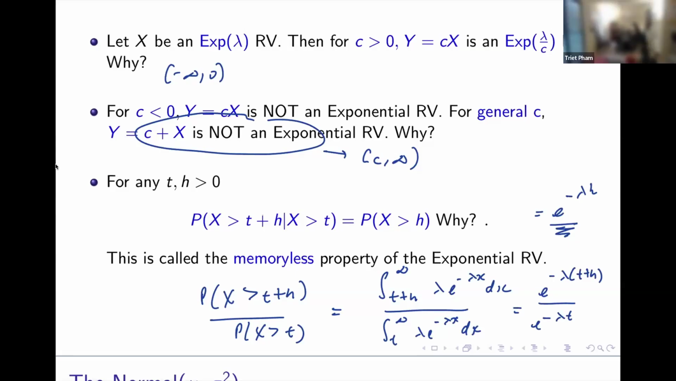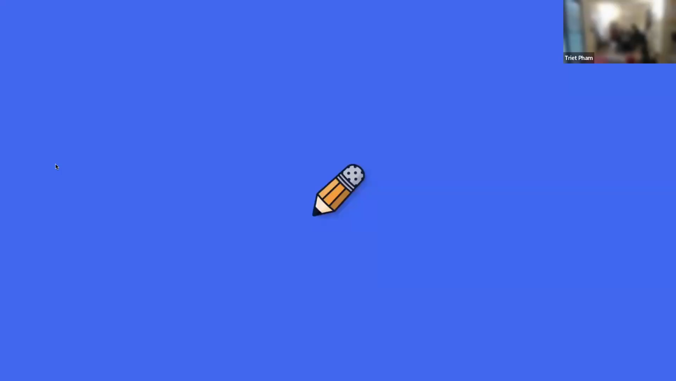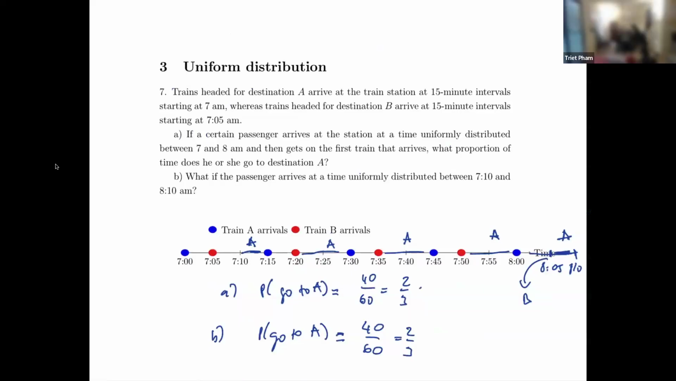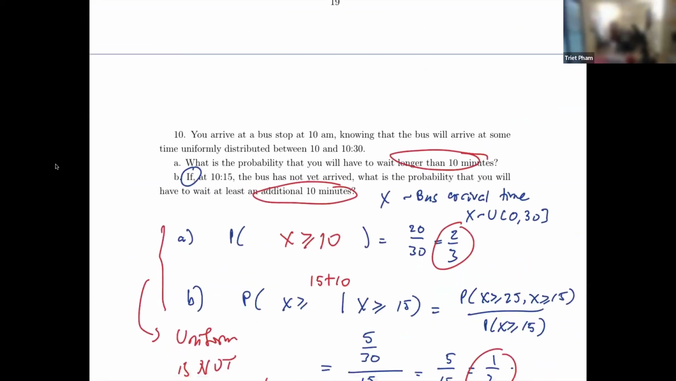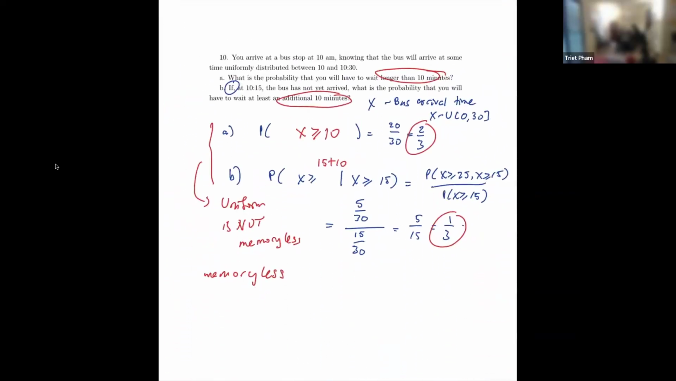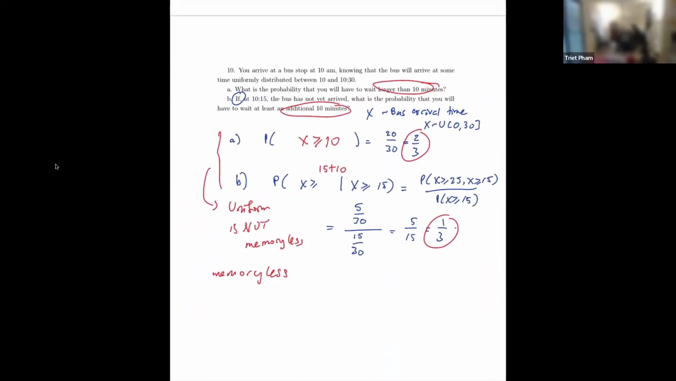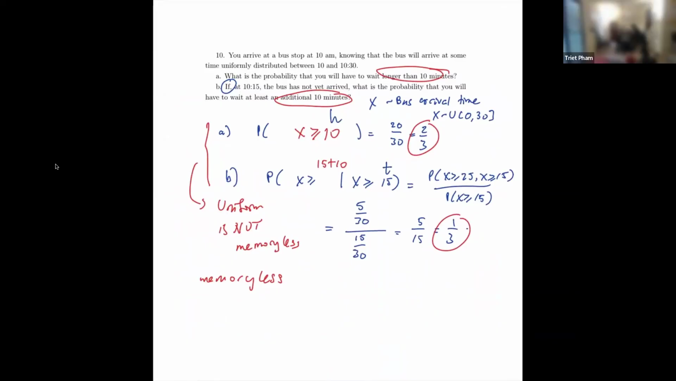Right. So once again, let's go back to that question of the uniform. Notice it has exactly that form. This is t, and this is h. This is t plus h. And notice the answer is not the same. The answers are not the same. Again, I'm not trying to say that this is anything surprising.